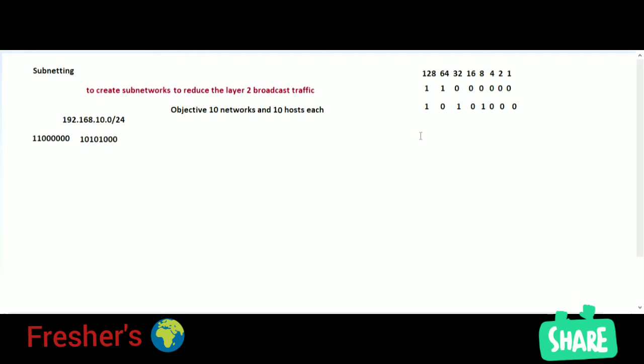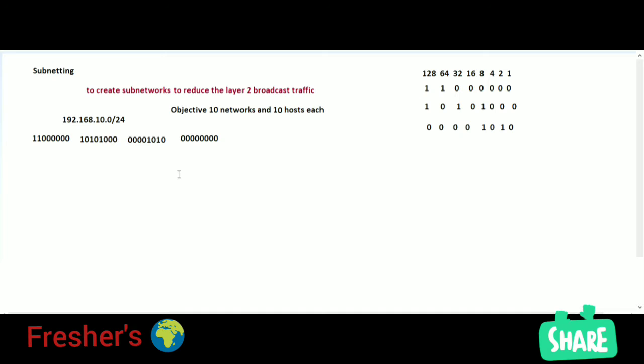The third octet is 10. So I don't need 128, 64, 32, 16, but I need 8. Don't need 4, need 2, and I don't need 1. So the binary value for the third octet is 4 zeros, 1010. And the fourth octet, which is 0, has a binary value of all zeros.